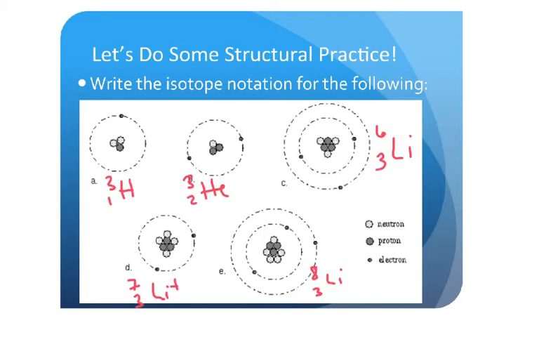Alright, take a look at the answers and see how you did. I would like to point out, make sure you notice for letter D, this is actually an ion as well, because you have 3 protons in the middle, but 2 electrons, making it overall positive 1.